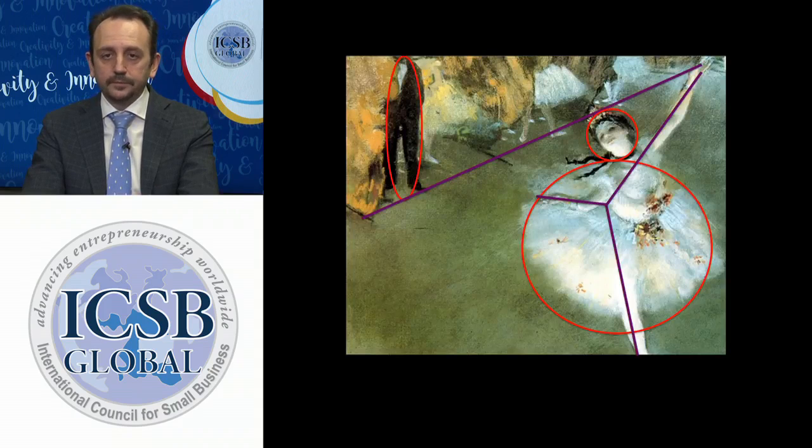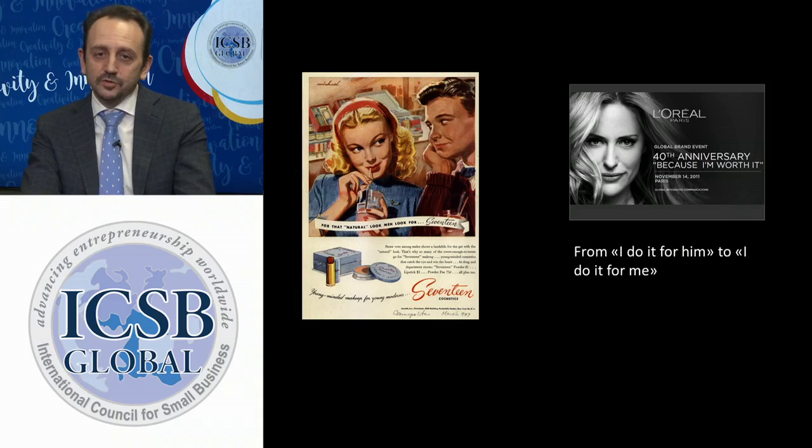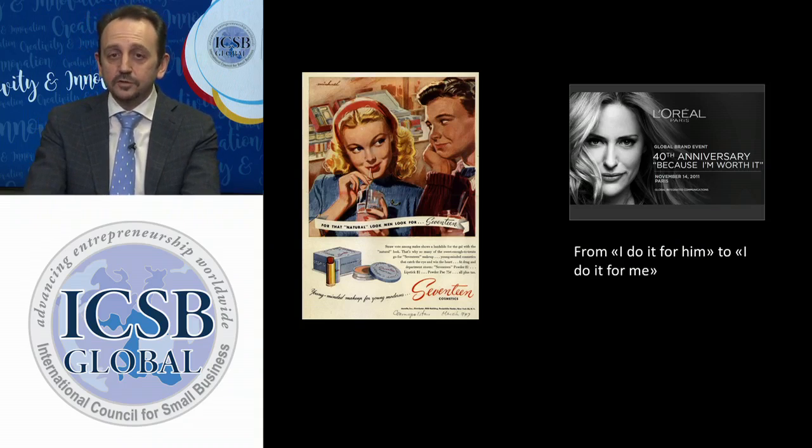So why is this an example of contrast and balance? Because this campaign was conceived as the complete opposite of the dominant advertising strategy that was present at that time in the cosmetic industry. If you look at this particular ad, it says that you have to choose something to make yourself beautiful to please him. So you make yourself beautiful for your man. You don't make yourself beautiful because you deserve it.